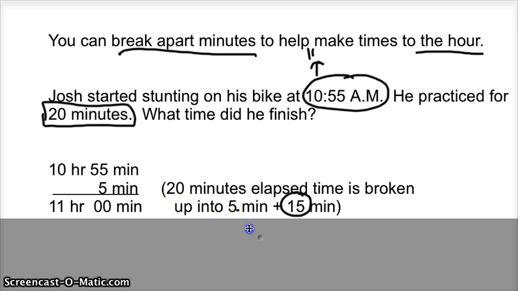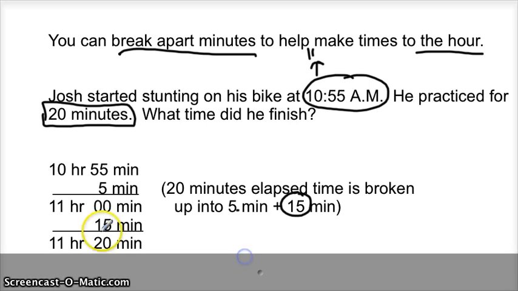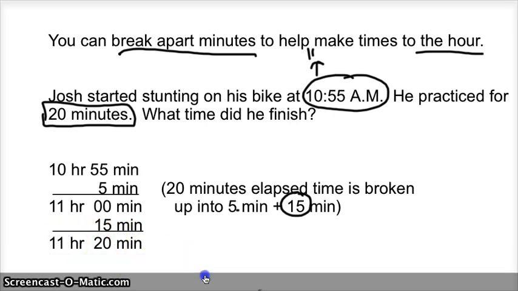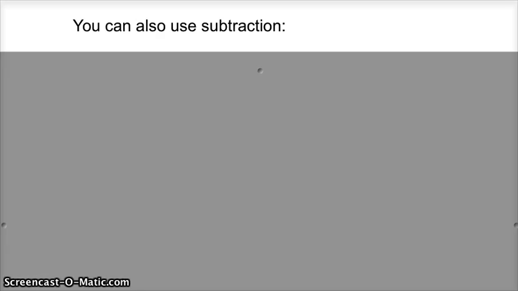I'm going to add those 15 minutes to 11 o'clock, and that gets me to the 11th hour and 20 minutes past. 20 minutes past the 11th hour is 11:20 a.m. So Joshua finished at 11:20 a.m. Let's take a look at an example where we know the end time and we know how much time elapsed, but we don't know the beginning time.